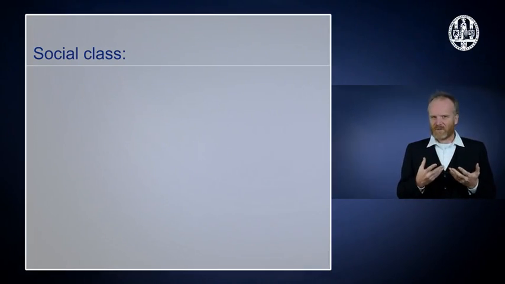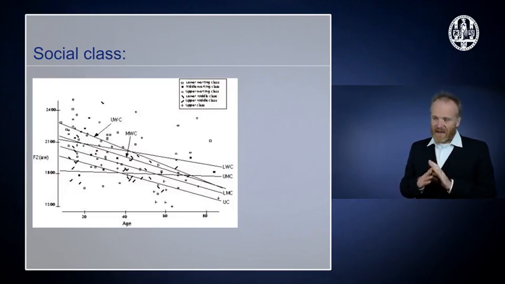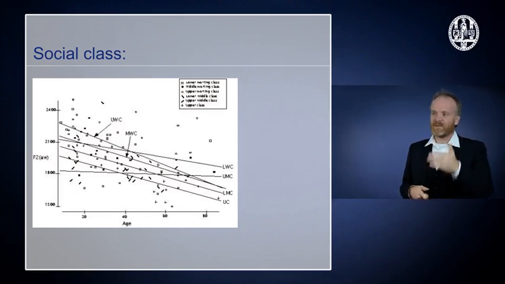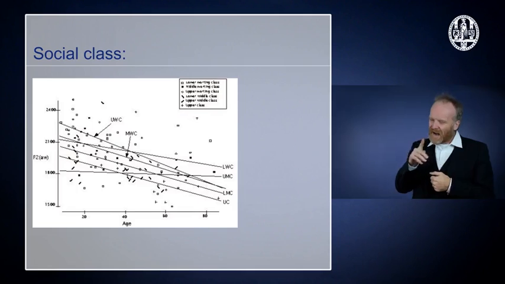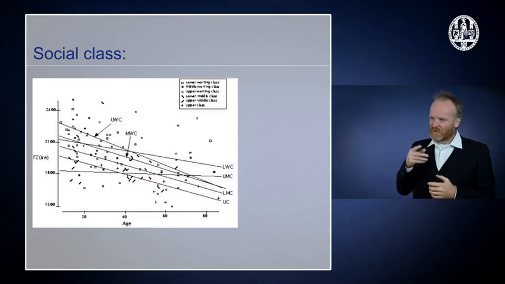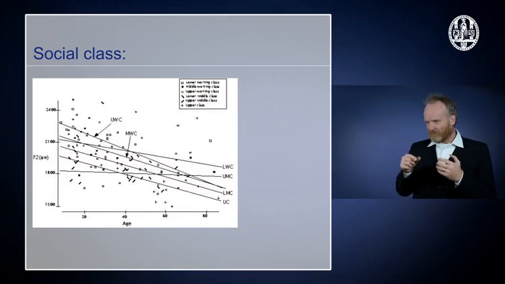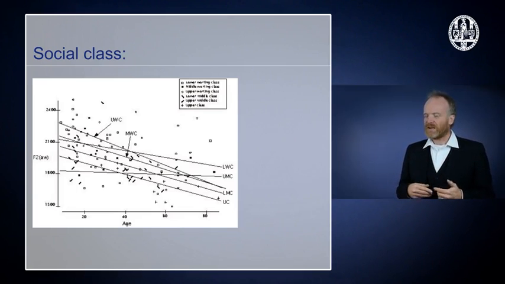Now, if we add that to our graph, we get something like this. What you see here again is an x-axis which represents age, and a y-axis which represents, let's say, frontness of this ow vowel. The lines in this graph represent the different classes. So you see LWC on top, which means lower working class, and right at the bottom you see UC, which means upper class. There's many lines, let's concentrate on the bottom two. So the one which says UC and the one which says LMC, lower middle class.